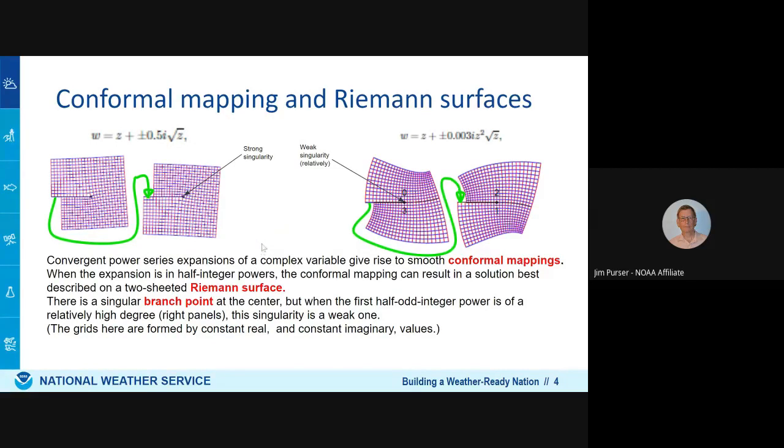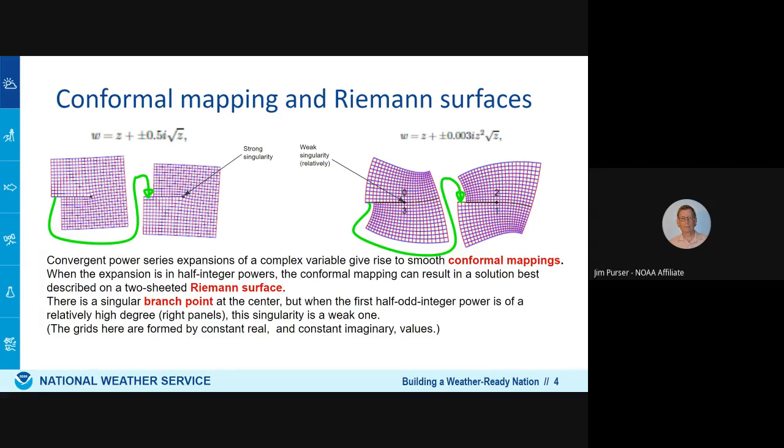To the left is a simple analytic formula for a mapping in the complex plane to the complex plane involving a square root of the variable z, and you get a fairly strong branch point singularity. You have to go around this picture twice before you get back to the beginning. That's what we mean by a Riemann surface.